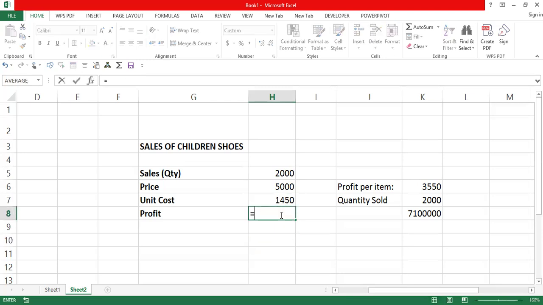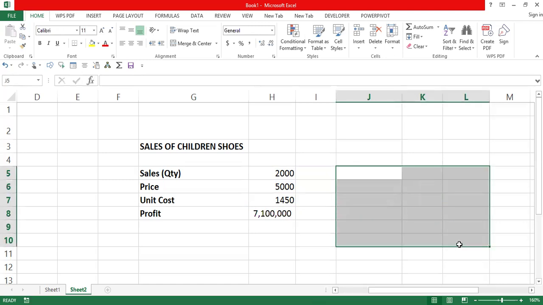So let's use that. Equals, that's similar to what we did here. The selling price minus unit costs, you close your brackets, times quantity.